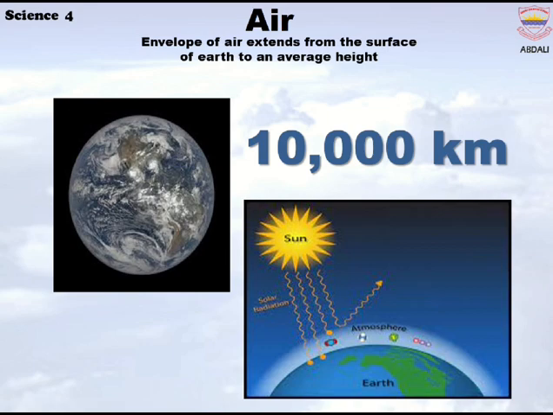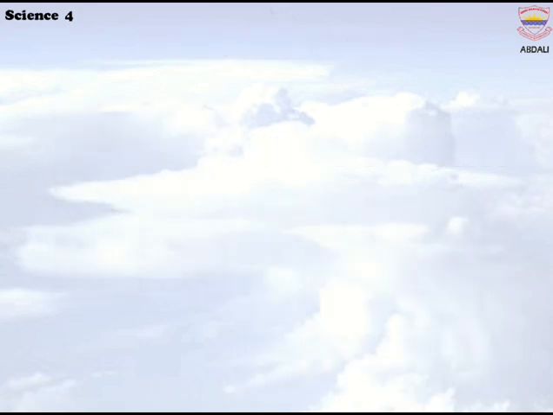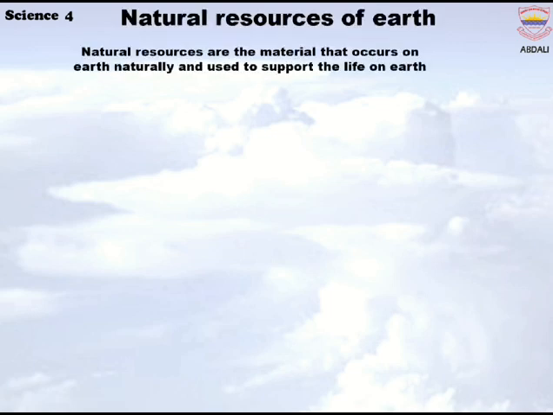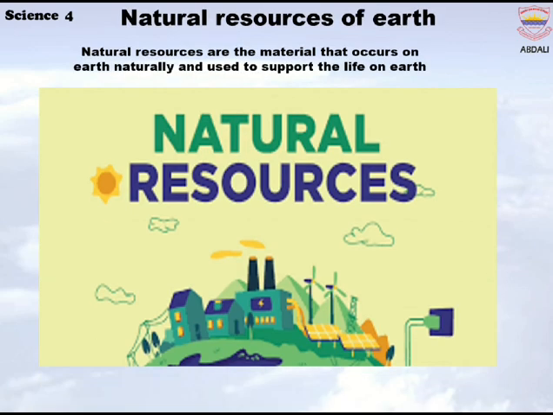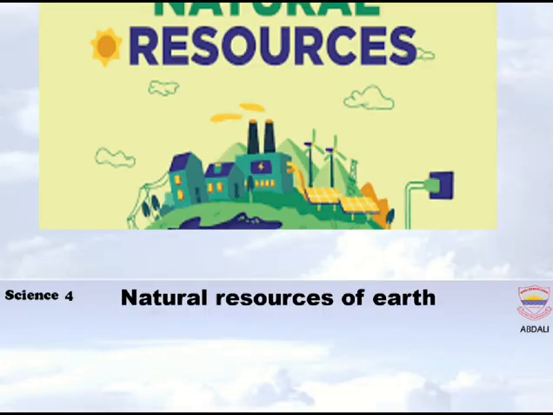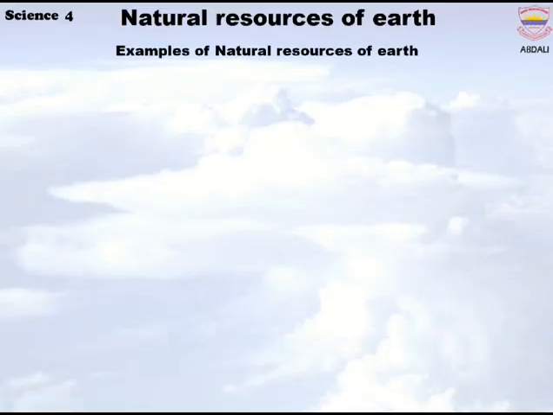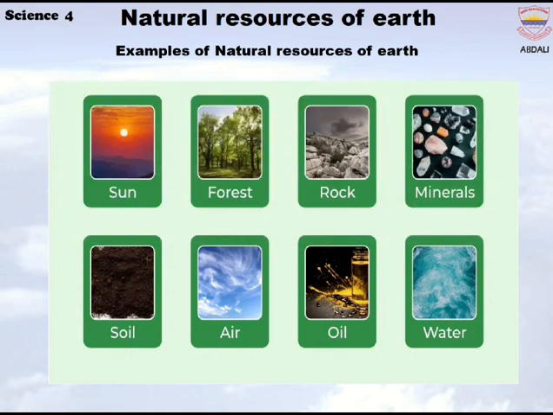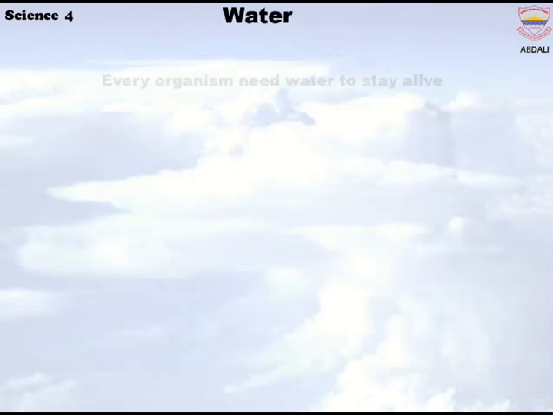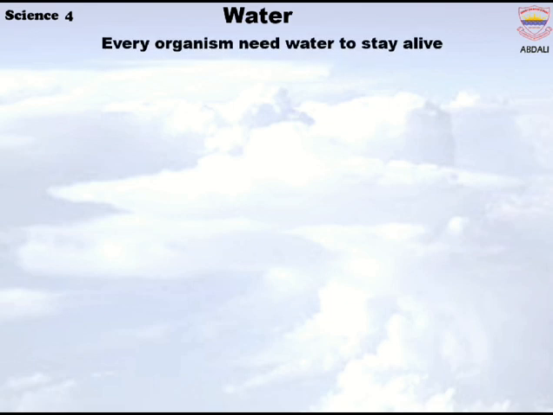kilometers. Natural resources. Natural resources are the materials that occur on the Earth naturally and are used to support life on Earth. Examples of natural resources: sun, forest, rock, mineral, soil, air, oil, water. Water is the most important natural resource on Earth.